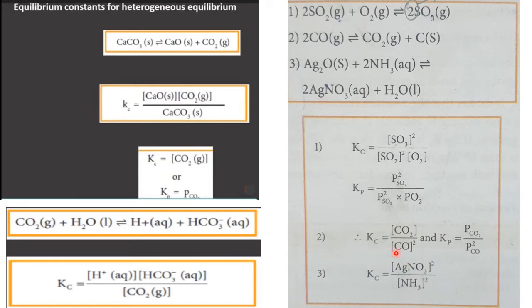So Kc is equal to, what are on the product side? AgNO3 the whole power 2 divided by NH3 the whole power 2. In terms of pressure, Kp is equal to the partial pressure of AgNO3 squared divided by the partial pressure of NH3 squared.